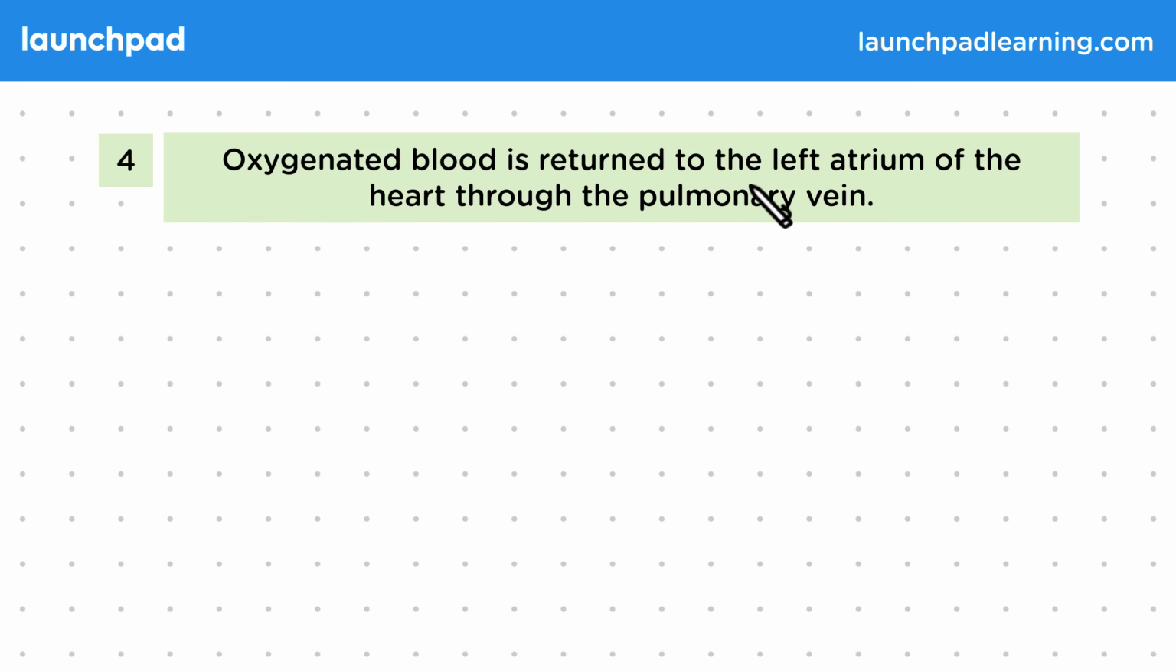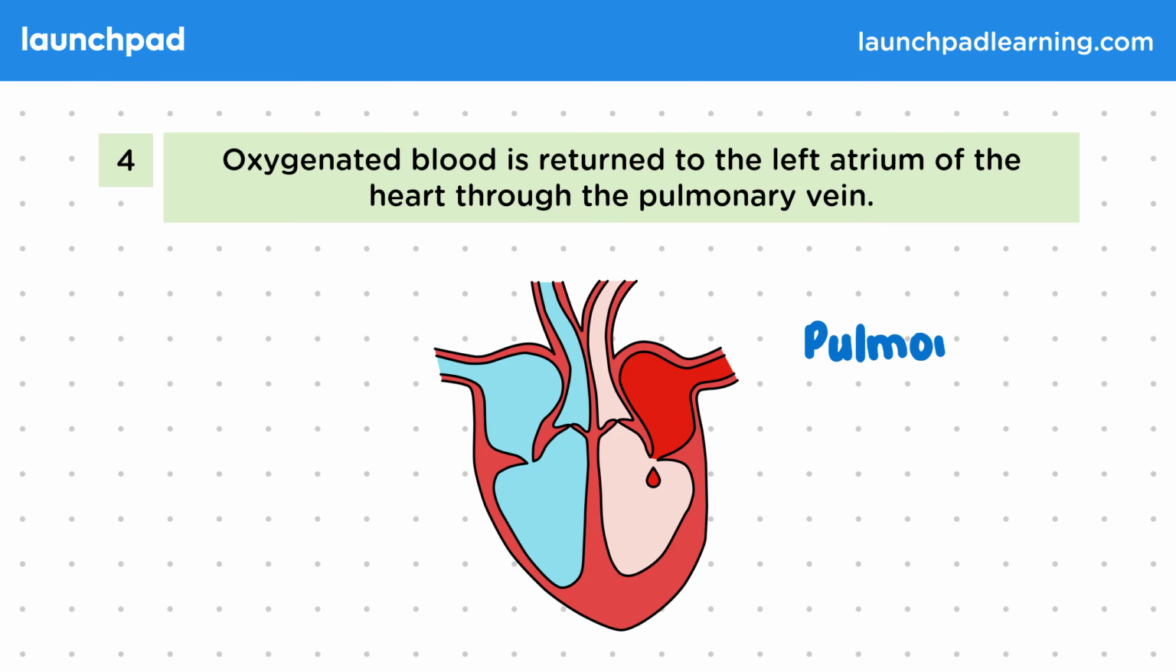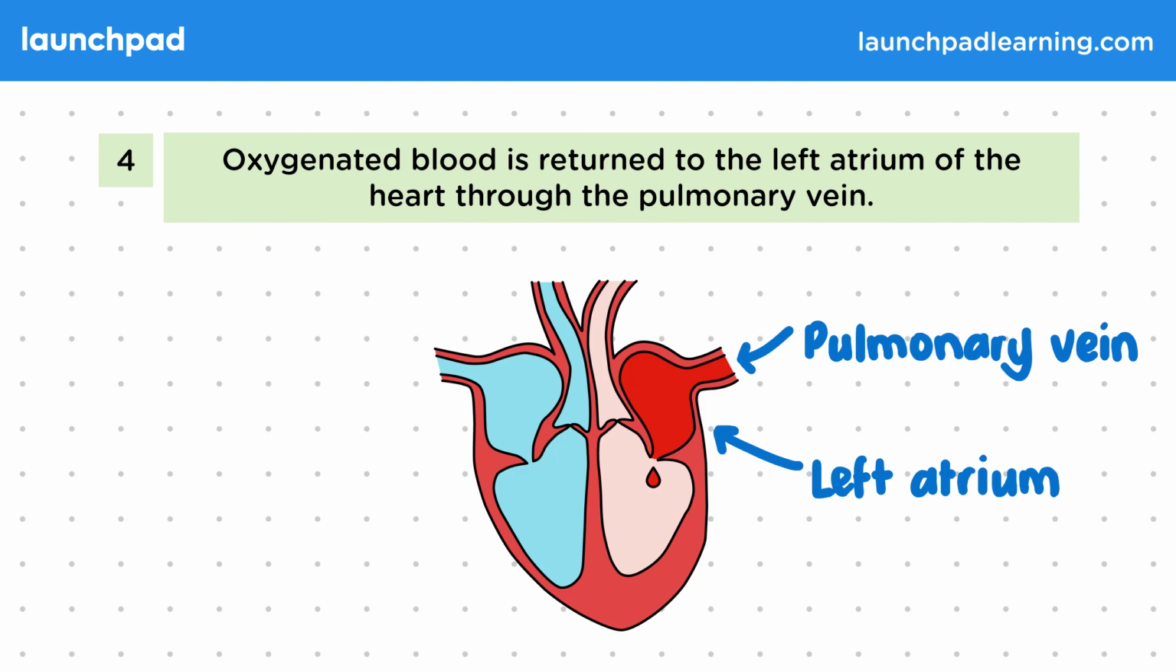Oxygenated blood is returned to the left atrium of the heart through the pulmonary vein. The pulmonary vein, just here, is the only vein in the body that carries oxygenated blood. This blood first enters the left atrium.